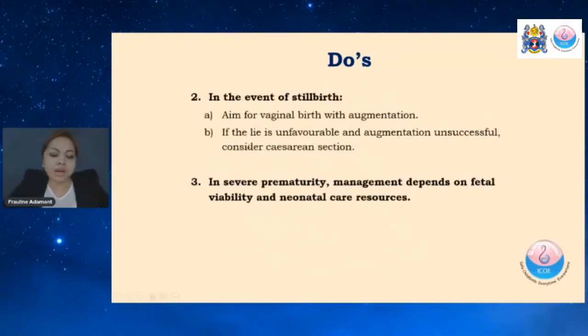In the event of a stillbirth, you need to aim for vaginal birth with augmentation, unless the augmentation is unsuccessful or the lie is unfavorable, then only consider cesarean section. In severe prematurity, the management depends on fetal viability and neonatal care resources.